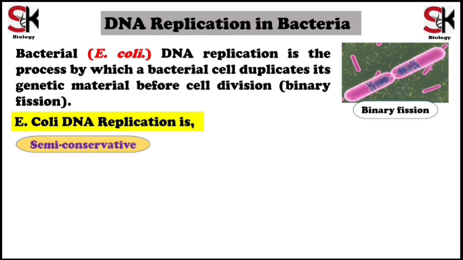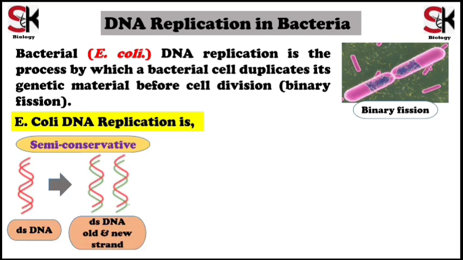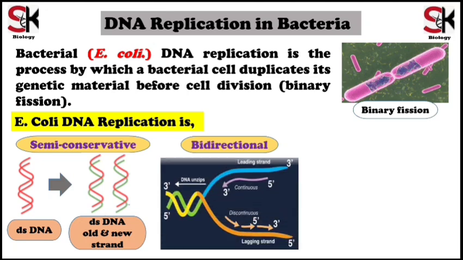First one is it is semi-conservative. As proved by Meselson and Stahl, the parental double-stranded DNA separates and acts as a template for synthesis of new DNA. So, the new DNA formed will have one old strand and one new strand. Second feature is E. coli DNA replication is bidirectional, where DNA synthesis occurs in two directions, one towards the replication fork and one away from the replication fork.